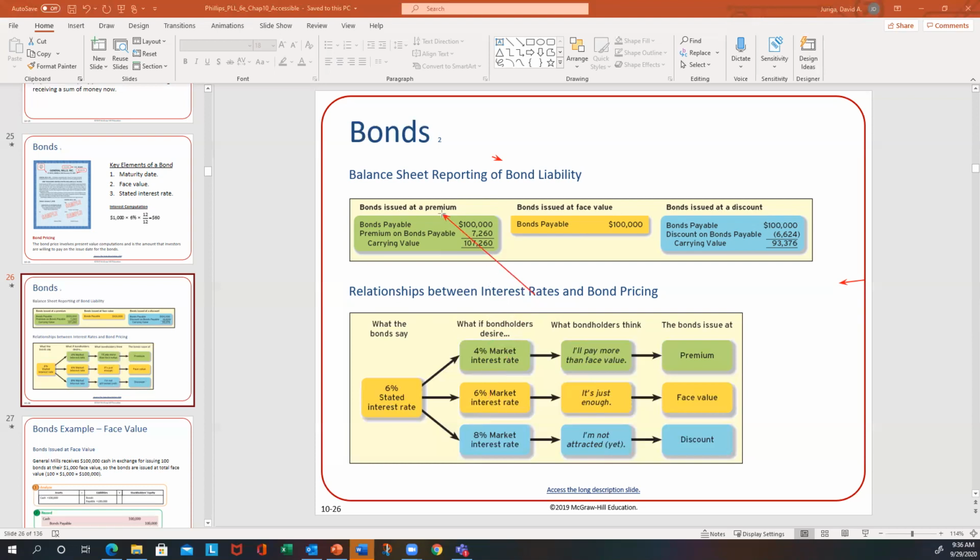So again, a premium will be when your bond sells above the face amount. Notice in this case, you would sell the bond for an extra $7,260 above the face. On this one, you're selling it at face. And then at a discount, you'd actually have to reduce the price of your bond. So if the bond's face value is 100,000 and you discount it because of the interest rates, you'd only get $93,000 for your bond. And that's how the market works, because otherwise you would not be able to sell those bonds. Nobody would buy them.